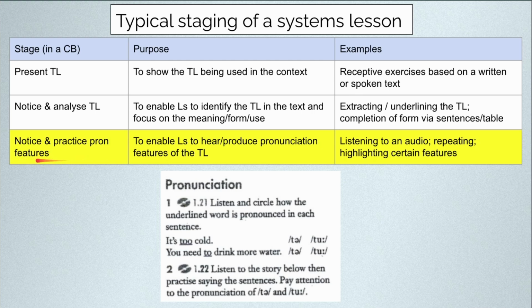It depends on the coursebook. This won't always be there, and it's less likely in a vocab lesson, but if it is there, it enables learners to hear and produce pronunciation features of the target language. Often this is done via listening to an audio and then repeating and/or highlighting certain features. This example is from another lesson, which is focusing on reduction of 'to' to 'ta'. Pronunciation doesn't always focus on features of connected speech. It can also be word stress, sentence stress, intonation, or other phonological features.